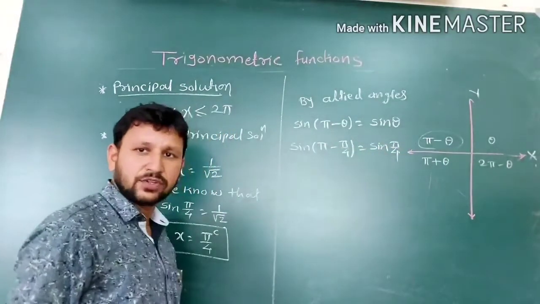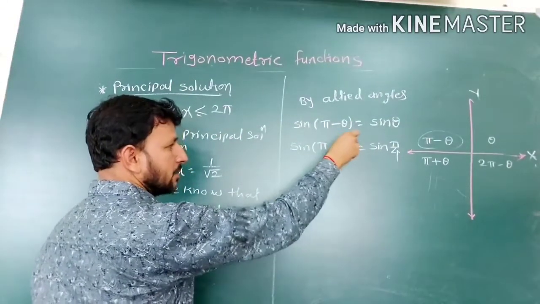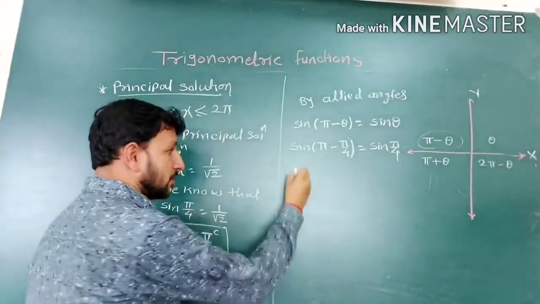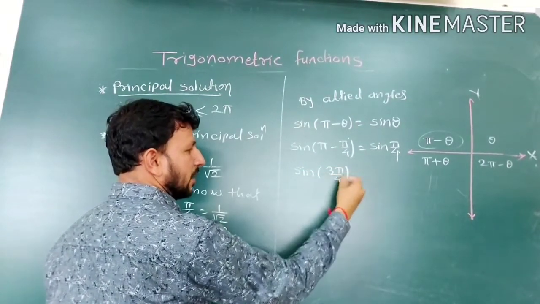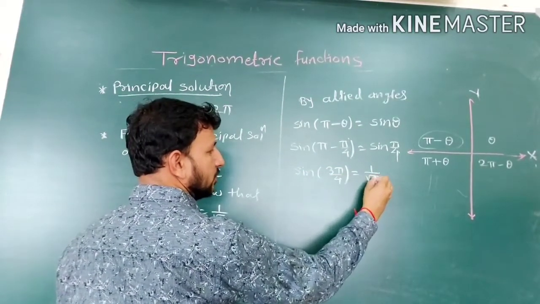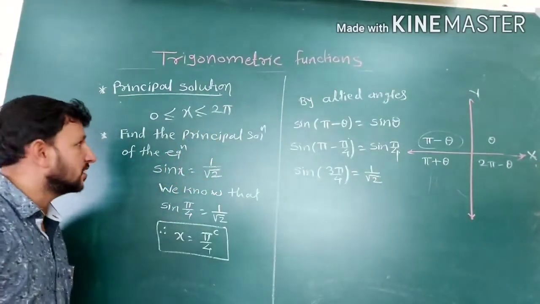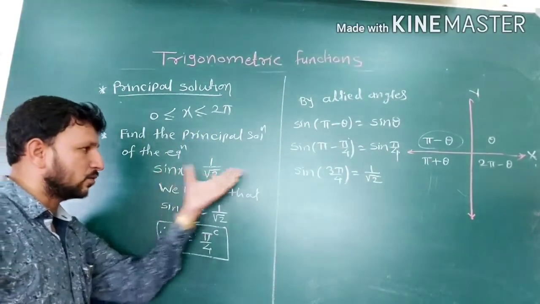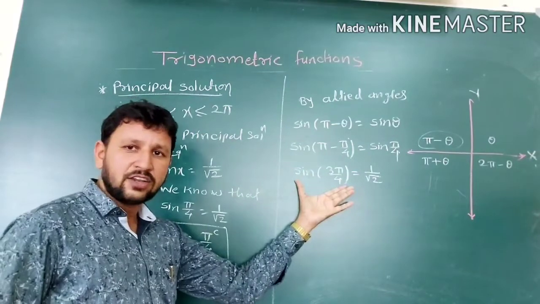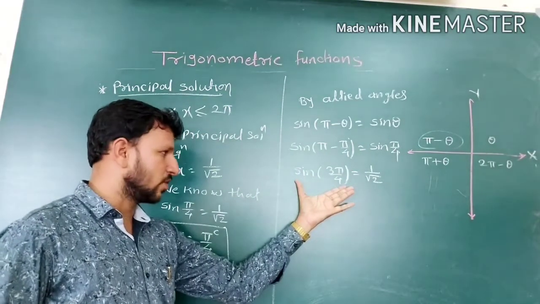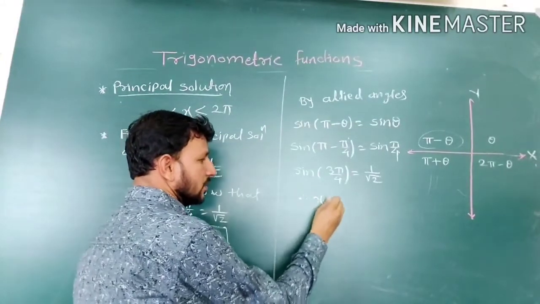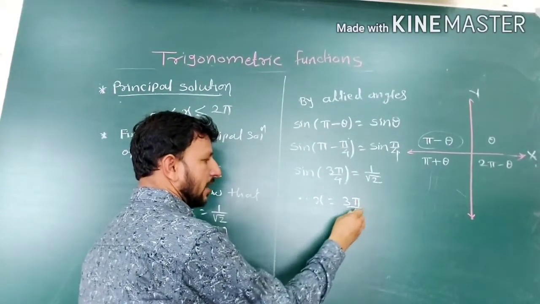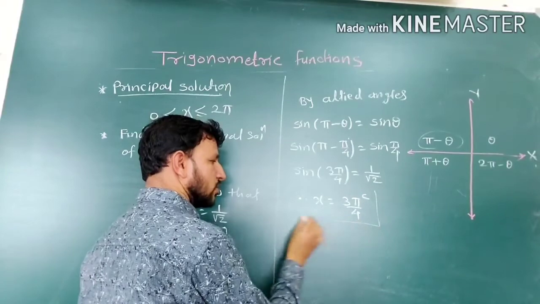And the subtraction for the angle here, 4 pi minus pi, the difference obtained is 3 pi. Hence, sine of 3 pi by 4 is equal to sine of pi by 4, which is 1 by root 2. That is the given equation, sine x is 1 by root 2. Second solution obtained: sine of 3 pi by 4 equals 1 by root 2. Therefore, x is equal to 3 pi divided by 4 as the second solution.